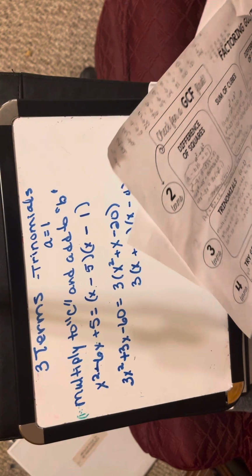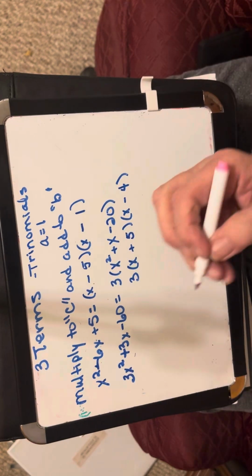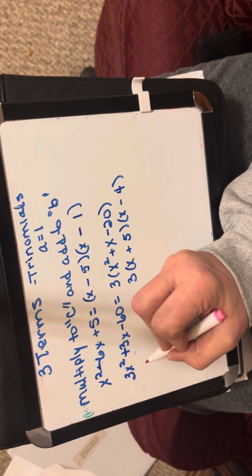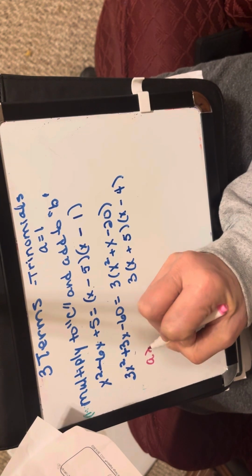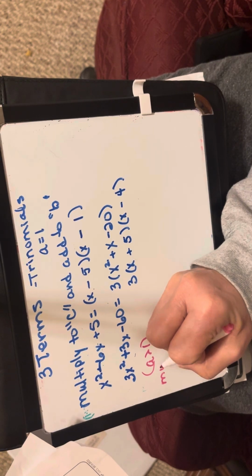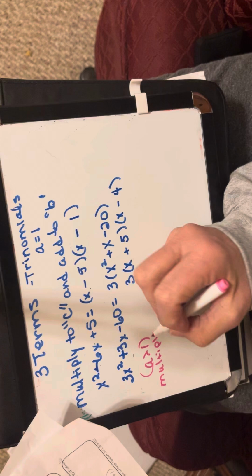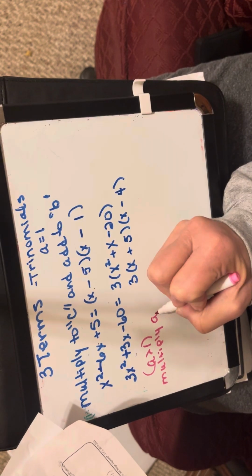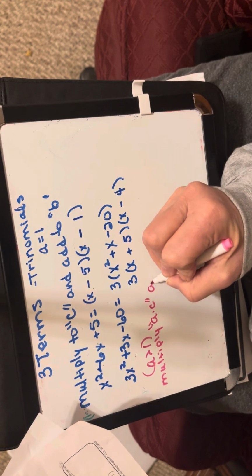Then I have three-term trinomials where a is greater than 1. Those, they multiply to get a times c, and add for b.